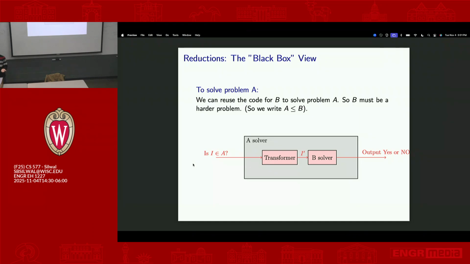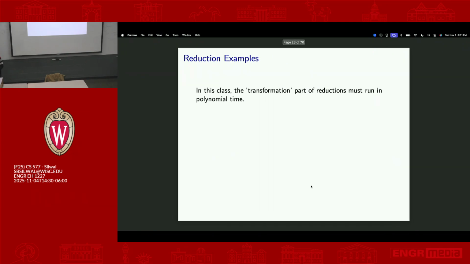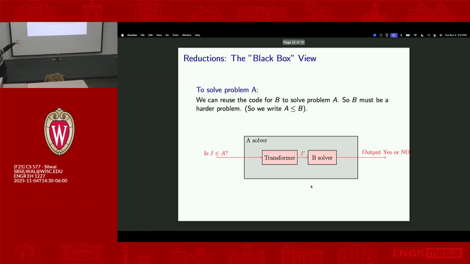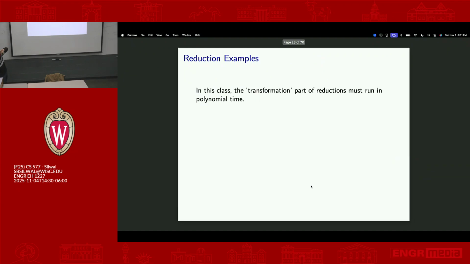Another way to say it is that if I want to say yes or no, is an input I a yes instance or a no instance of A? What I can do is transform it to an input for B, use the algorithm for B, and then somehow say yes or no for A, okay? And this transformation that we do has to run in polynomial time, okay?